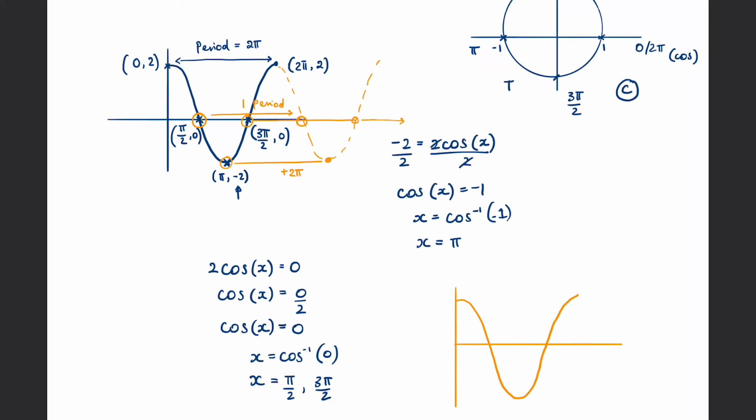So again, here we know that that is going to be 0, 2. And instead of 2 pi here, that's going to be 360 degrees and 2. Now instead of that being pi, that'll be 180, negative 2. This value here will be 90 degrees, 0. And this coordinate here will be 270 degrees, 0.